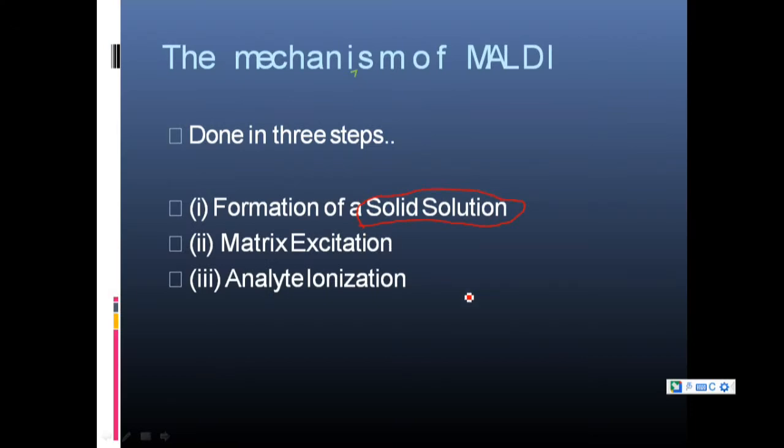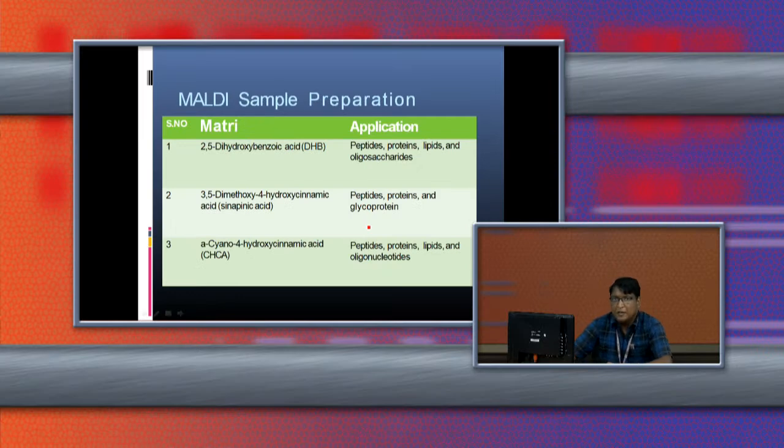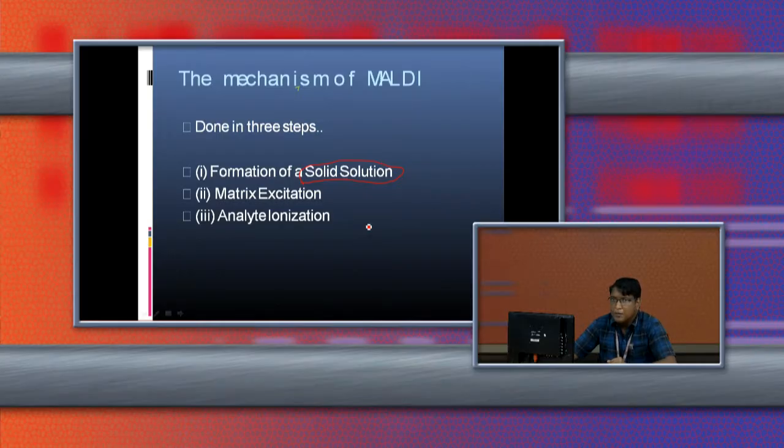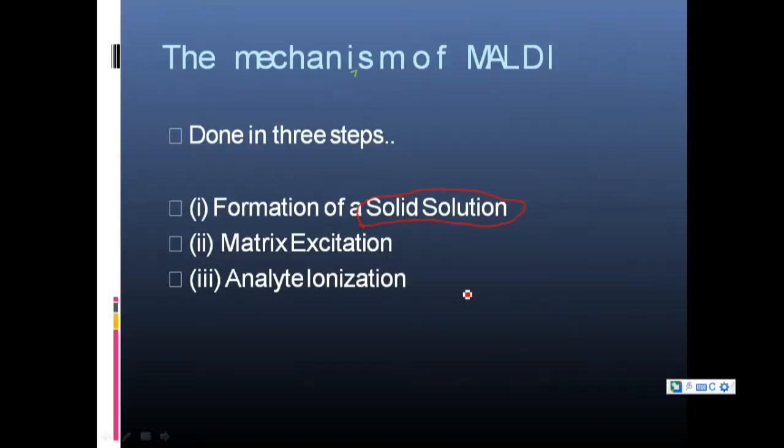So we discussed there are 3 different materials, and this will be mixed with suitable solvent so that it will become a paste-like material, and this will be coated onto the matrix plate, I mean MALDI plates. Second one, excitation. What happens to matrix to excite?